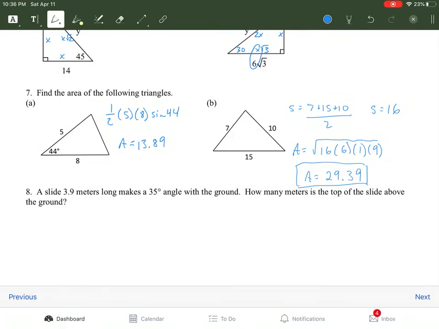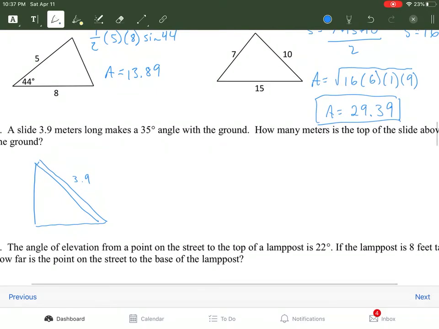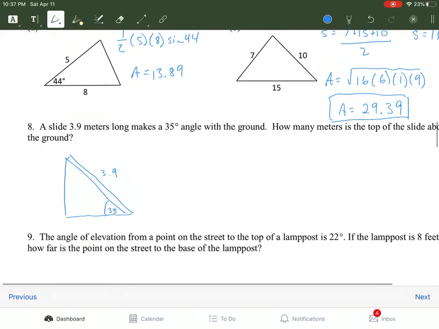For 8, you want to draw a picture for these. It makes it a whole lot easier to do these. So a slide is 3.9 meters long. So here's our slide. And that is 3.9 meters long. The slide makes a 35-degree angle with the ground, so there's the ground and the slide together. That's 35 degrees. How many meters is the top of the slide above the ground? So if the top of the slide is up here, the ground is down here, we want to know this value.